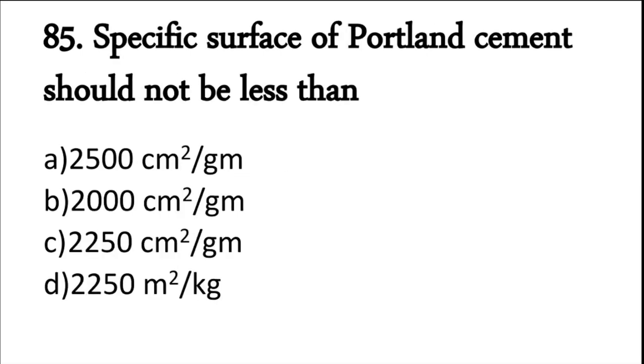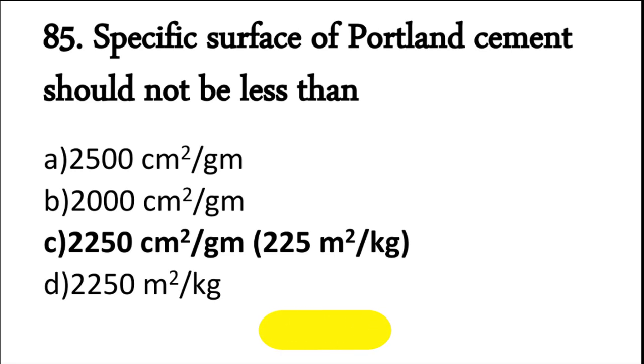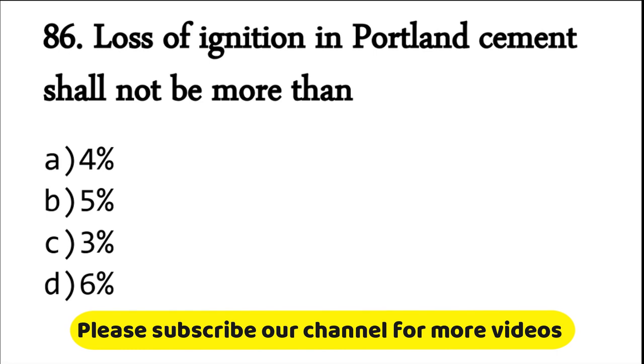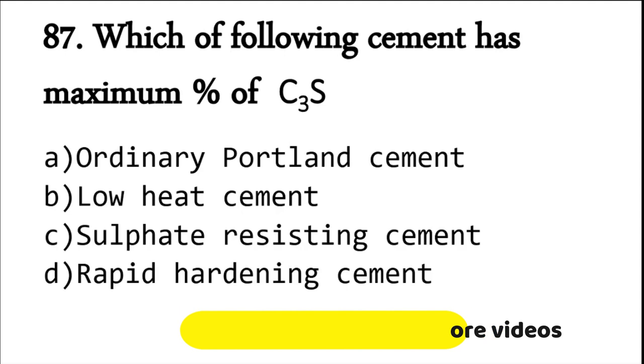Next is, the specific surface of Portland cement should not be less than 2250 centimeters square per gram. C is the correct answer. Next is, loss on ignition in Portland cement shall not be more than 4%. A is the correct answer. Next is, which of the following cement has the maximum percentage of tricalcium silicate? So the tricalcium silicate is present in rapid hardening cement. D is the correct answer.